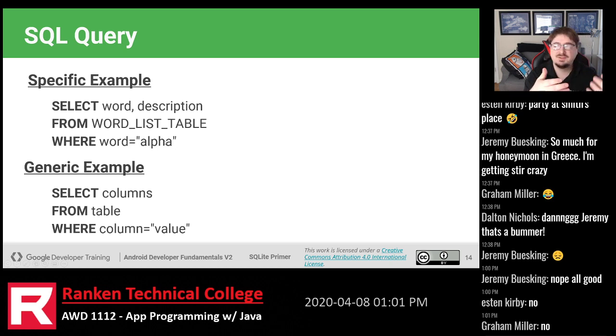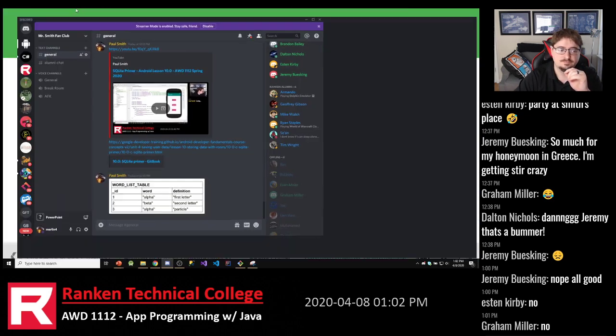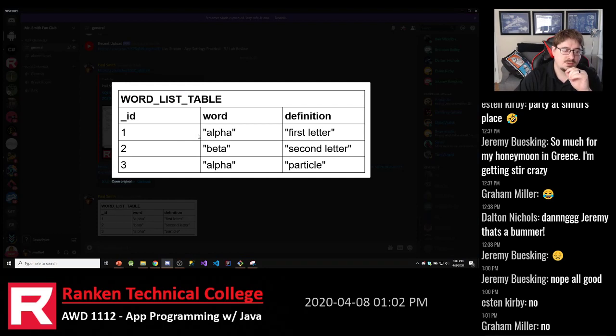So if I ran this, I would get 2 rows back. I would get that first row, which is ID 1, alpha, first letter. And I would also get this row back, 3, alpha, particle, because both of those have a name of alpha.